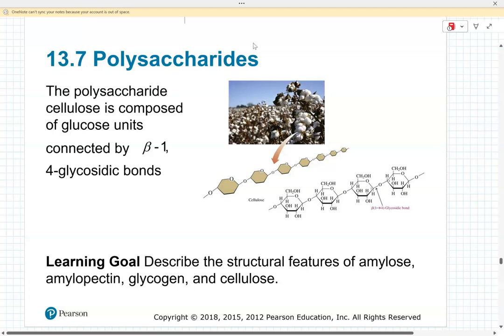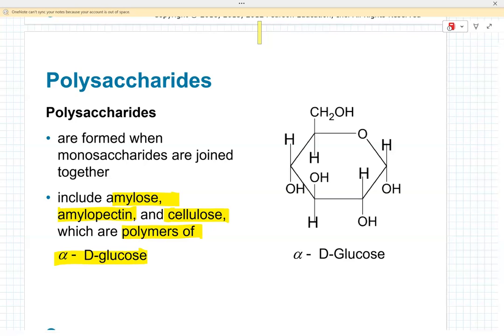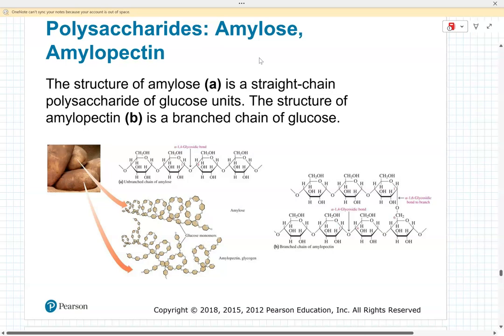Polysaccharides. I'm going to skip this slide because it's not particularly informative. We're going to talk about all that kind of stuff. So polysaccharides are usually polymers of glucose. The 3 polysaccharides that we're going to pay particular attention to are amylose, amylopectin, and cellulose. So basically we have a bunch of glucose molecules joined together. So first amylose and amylopectin. Let's start with amylose.